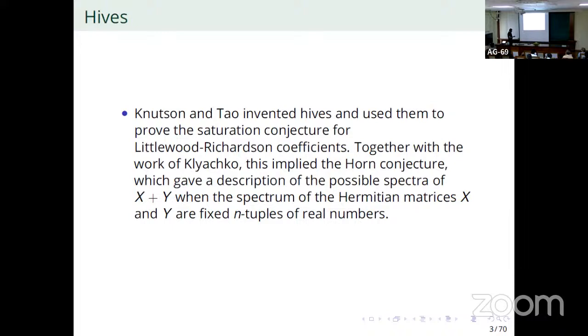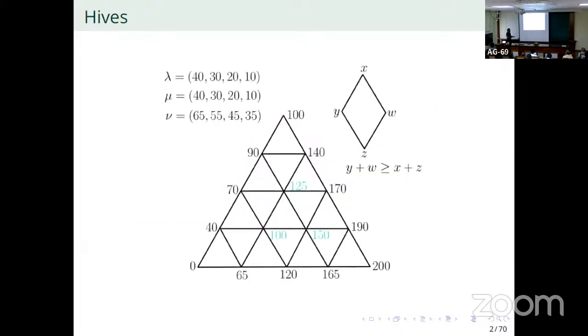So this picture actually has significance for linear algebra. Namely, suppose I have two Hermitian matrices with eigenvalues 40, 30, 20, 10 and 40, 30, 20, 10. What is the possible set of eigenvalues of the sum? A particular vector mu can be attained as the eigenvalue of the sum of these two matrices if and only if it can be extended to a hive. So it solves the Horn problem.